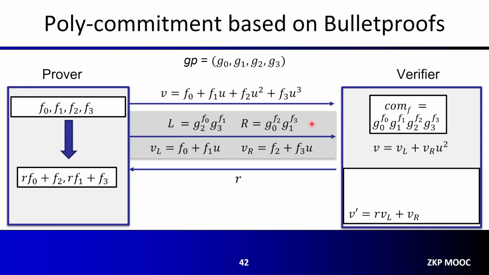So with L and R, it turns out the verifier is able to reduce this old commitment COMF to a new commitment for this new polynomial. And how can she do that? Through this magical equation. The verifier is going to compute com prime as L to the power of the random r, times the original commitment, times R to the power of small r inverse. And with that, we claim that this commitment is actually for this new polynomial under new global parameters.